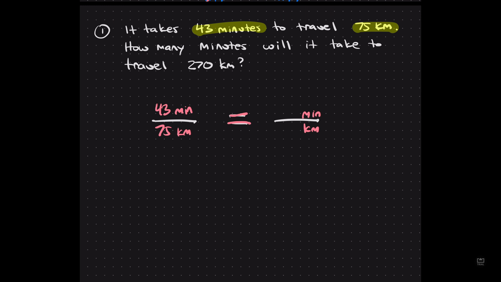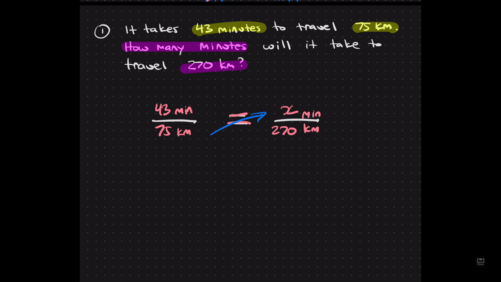And what do they tell us in the question? Well, how many minutes? When we're saying how many, that is going to be the x, and x is with the minutes. And now it tells us to go 270 kilometers, so my 270 is going to go on the bottom, and we're going to cross multiply.